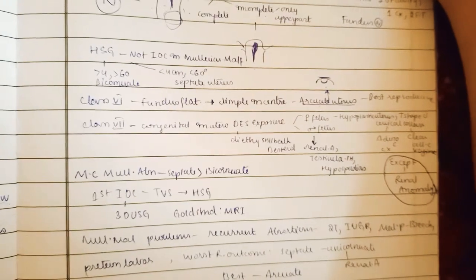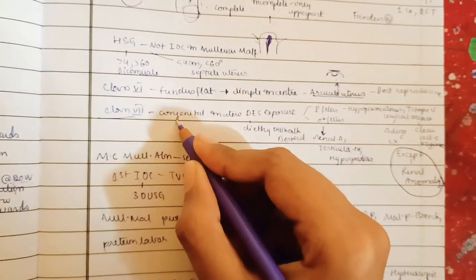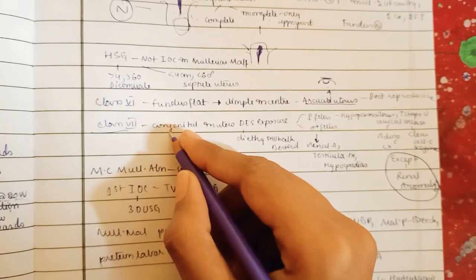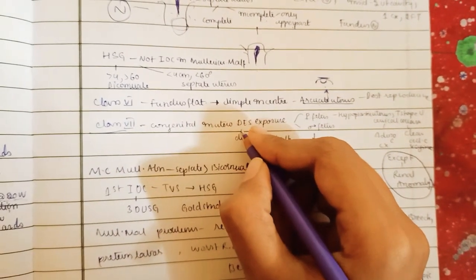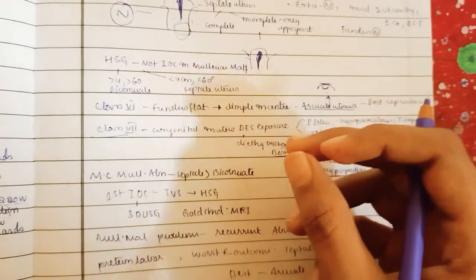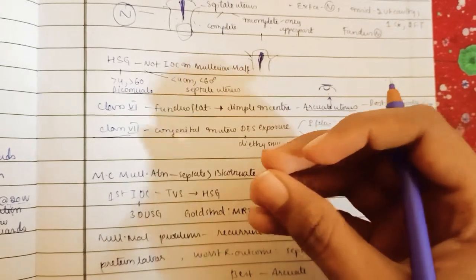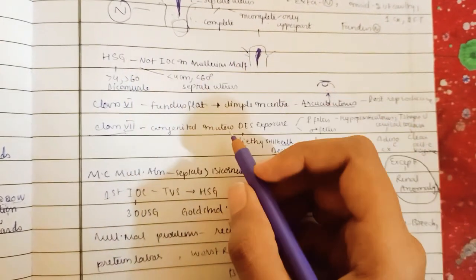Okay, so coming to class 7. Class 7, the last class, is congenital problems due to exposure to DES. What is this DES? DES means diethylstilbestrol. If a mother is taking this type of drug, then the fetus is exposed to it, and it will lead to congenital problems.